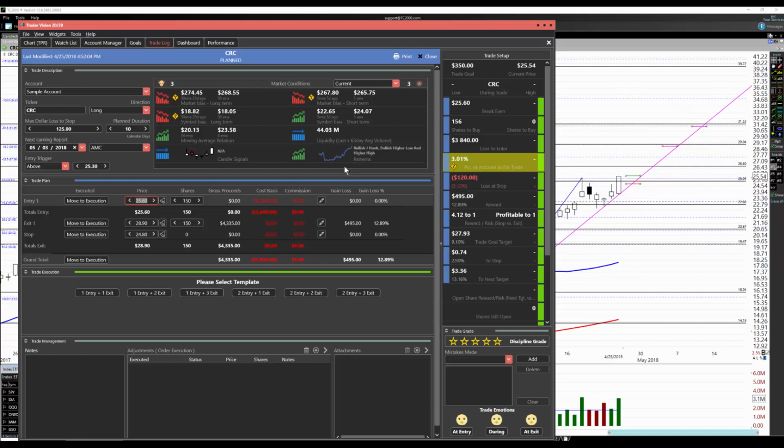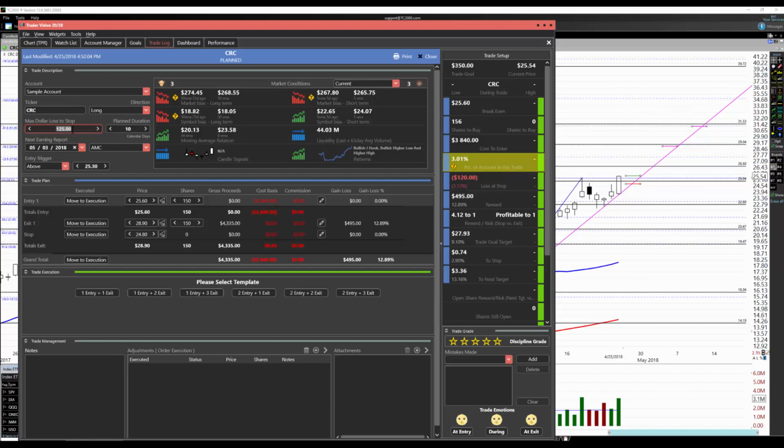For the people who asked about the trade log earlier, let me go through the rest of the, I guess we'll call it the trade form. So the top part up here is really the definition or description of the trade. Is it long or is it short? What ticker? What account? What's the maximum dollar loss that you can sustain to reach your goal? And this is a default, but you can change it on a trade-by-trade basis.